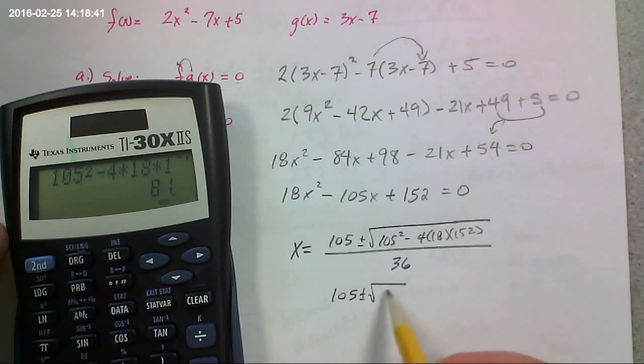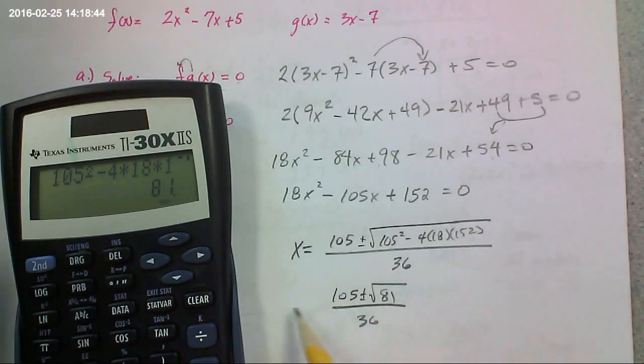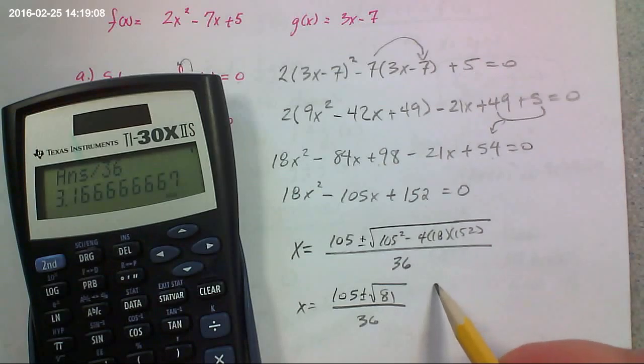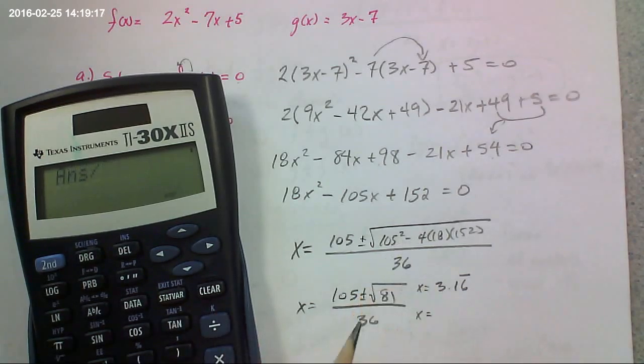Whoa. See that it's 81? Right there, you know it was factorable because that's a perfect square. That's how you know the whole thing was factorable. But at that point, it's too late, don't even worry about it. Just go ahead and finish it. Okay, square root of 81 is 9, right? So, 105 plus 9, divided by 36 is 3.16 repeating. So that's one answer. The other answer is 105 minus 9, divided by 36 equals 2 2/3.